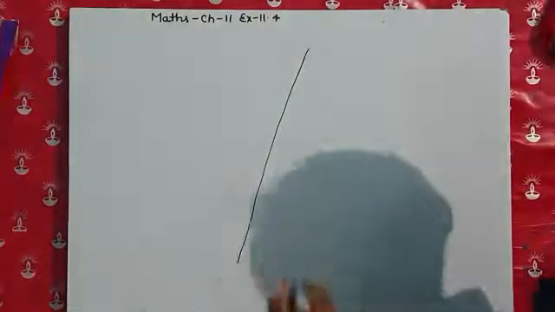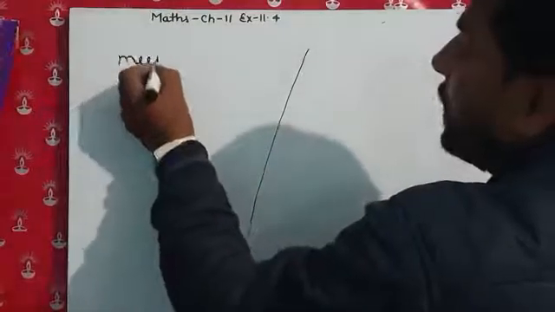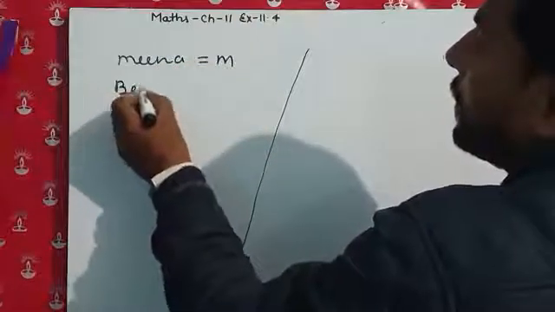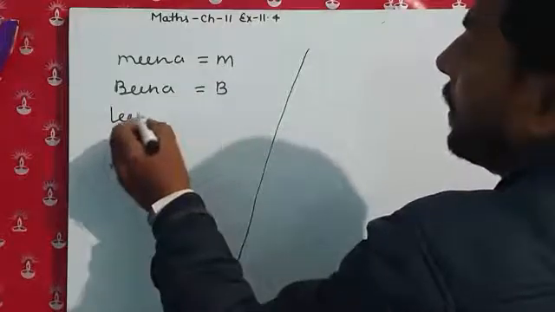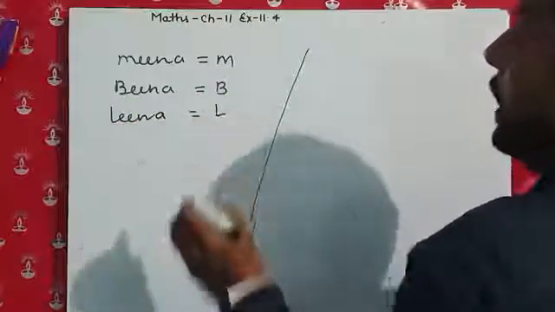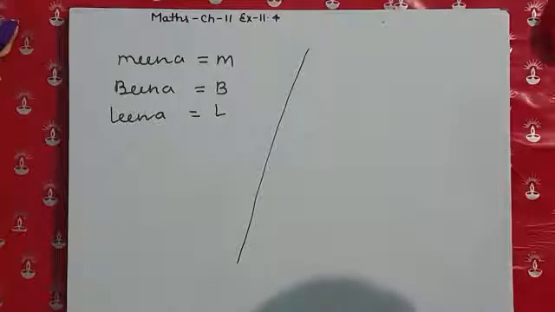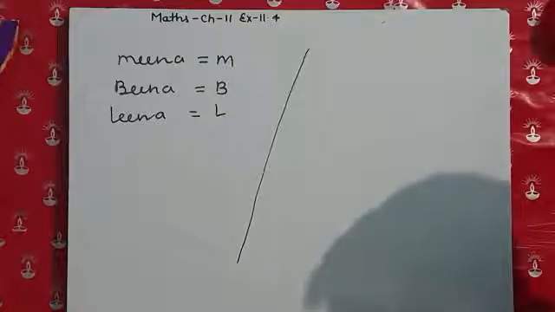Suppose that this is a hill and there are the 3 candidates. Meena, I am going to represent with the M, Beena with the B, and Leena with the L. Meena, Beena and Leena are climbing the steps to the hilltop. Meena is at step S. Beena is 8 steps ahead and Leena 7 steps behind.